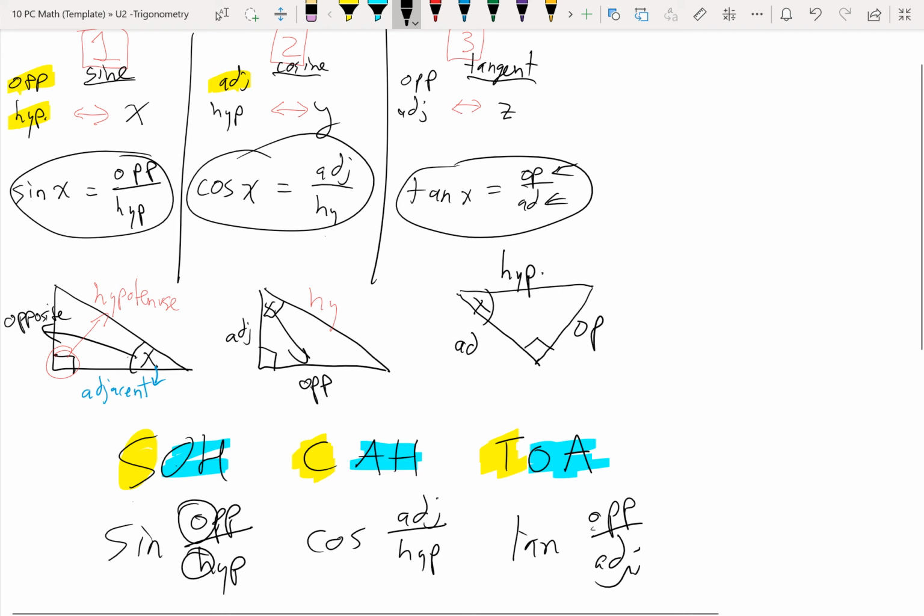So we're going to go over more examples of how to actually calculate this next time, but it's basically setting this up for now and labeling the triangle properly is what you need to be able to do.